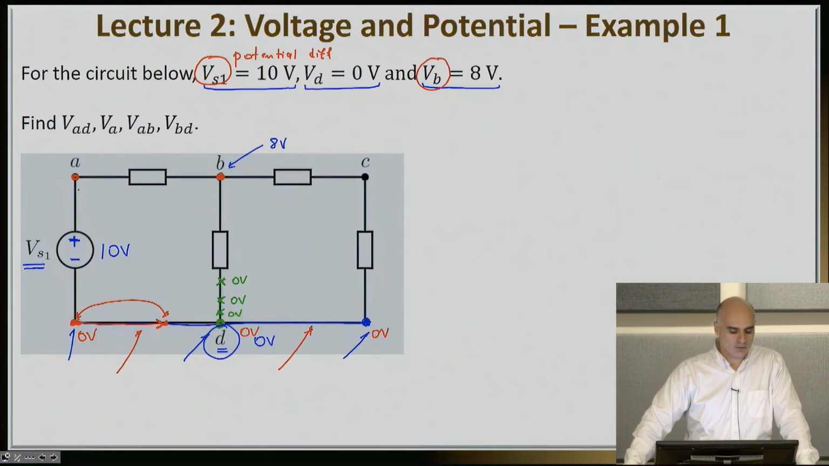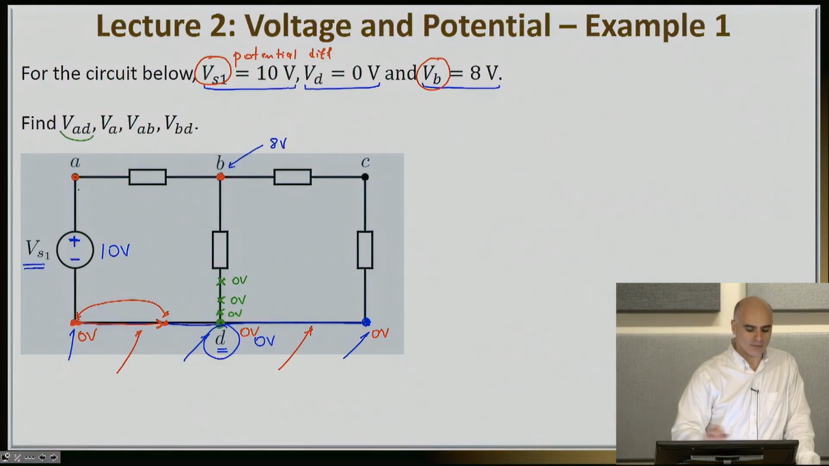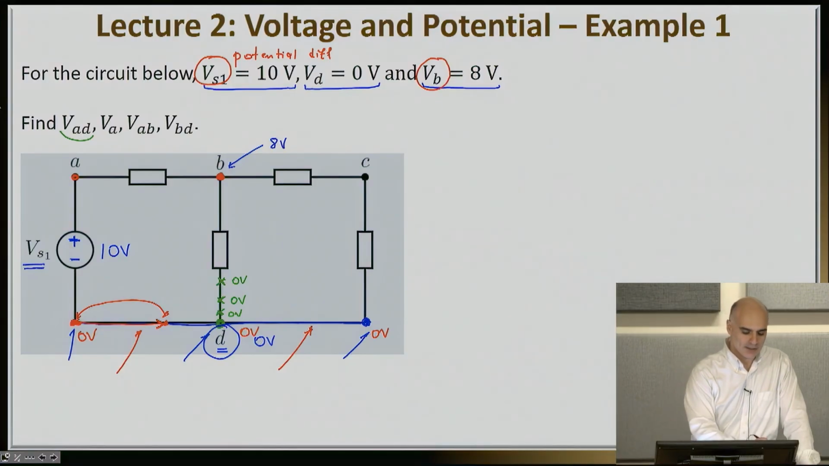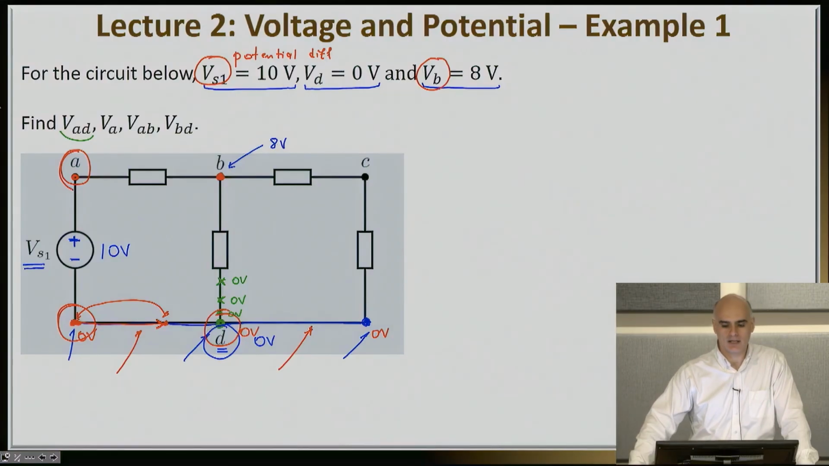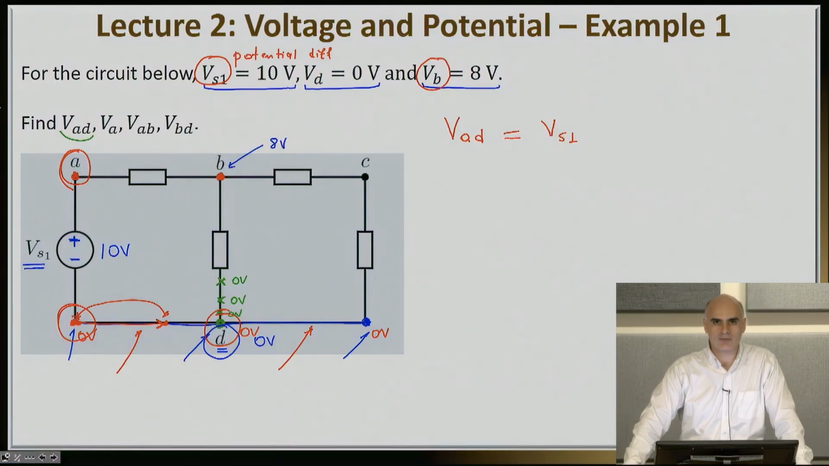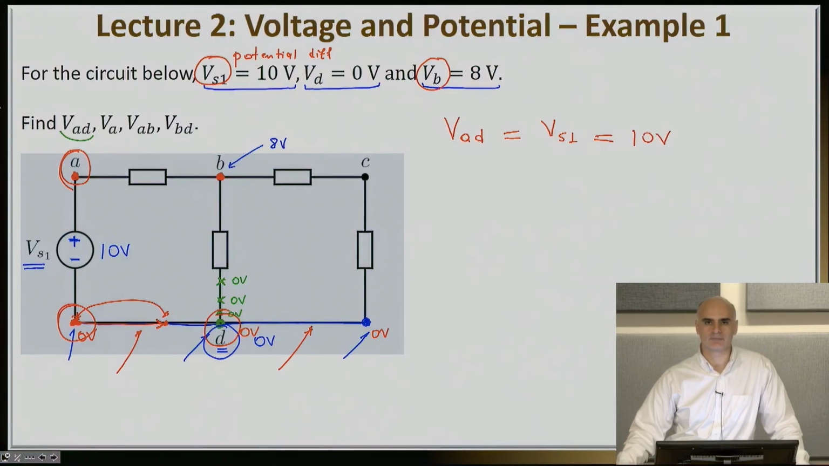We have to find a few potential differences and a few absolute potentials. So first we have to find the potential difference VAD. So let's look at that. Node A is here. Node D is here, which of course is the same as we just discussed here. So really, I can write down that VAD, the voltage difference between nodes A and D, is nothing else but VS1, the potential difference across the nodes of the voltage source VS1. And therefore, as we already know, this is equal to 10 volts.